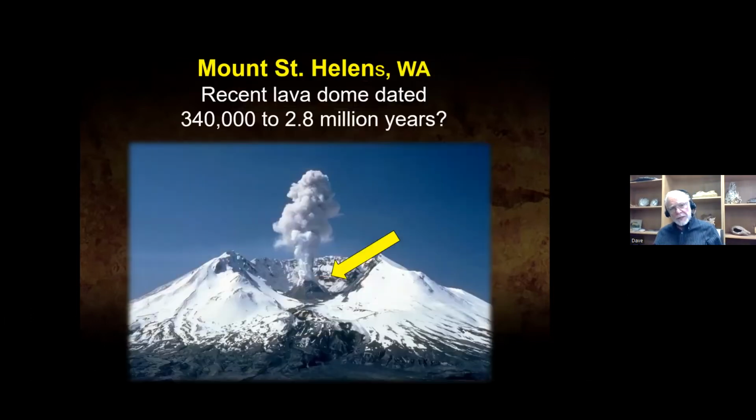Mount St. Helens erupted in 1980. After that, within 30 years, a volcanic lava dome had built up inside of the crater of Mount St. Helens. So they decided to date that volcanic lava that's building up inside here. And guess what? When they sent it to the lab, they didn't get 30 years. They got dates ranging from 340,000 years to 2.8 million years. That's on something they know the age of. Boy, something's wrong. They're way off on that one.